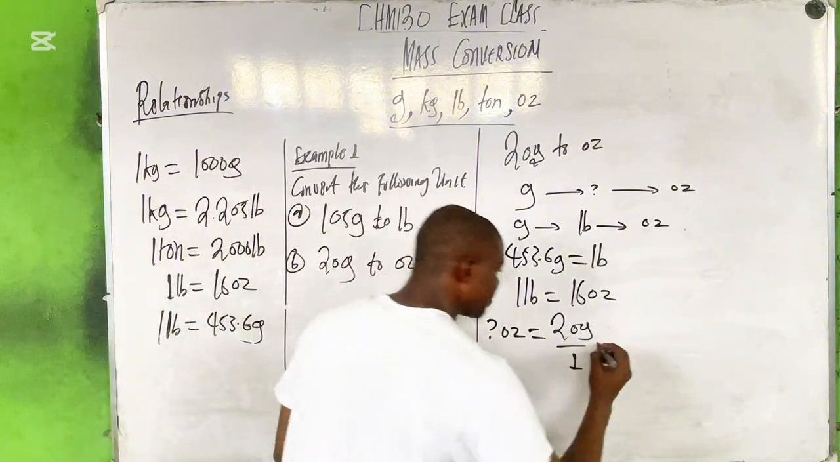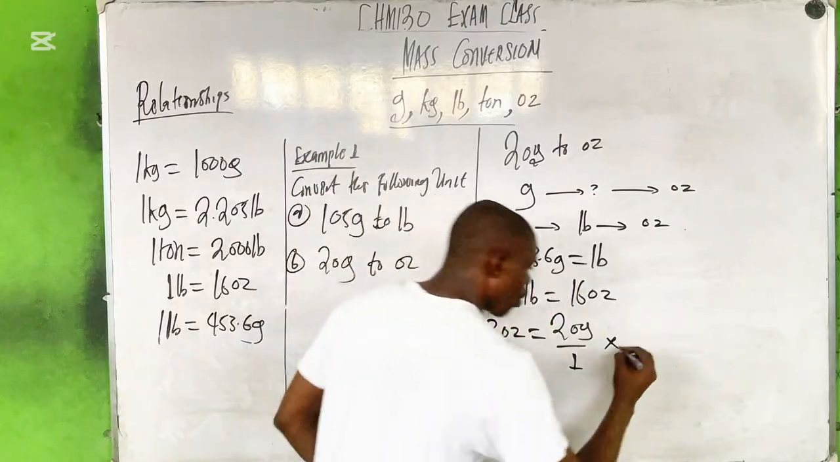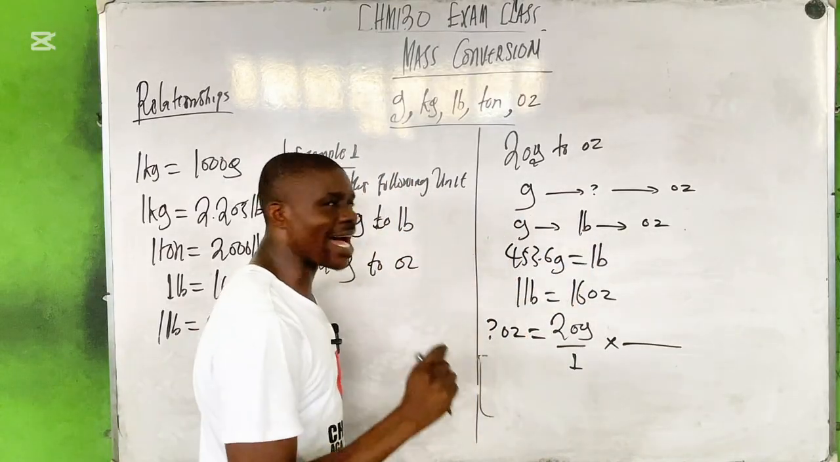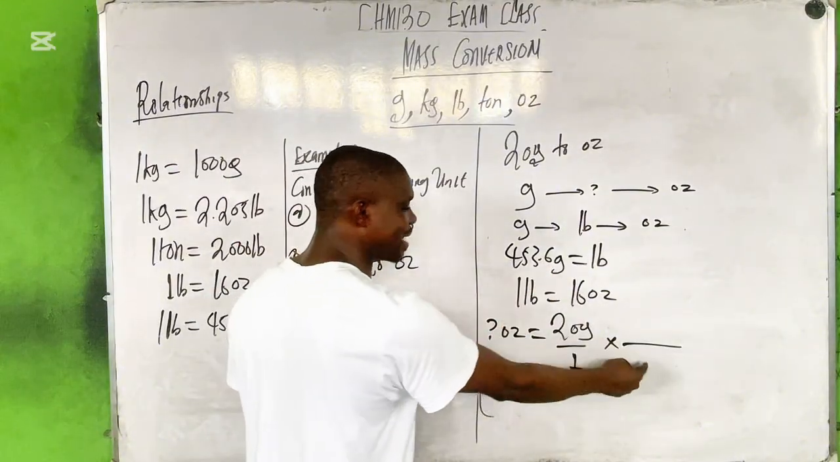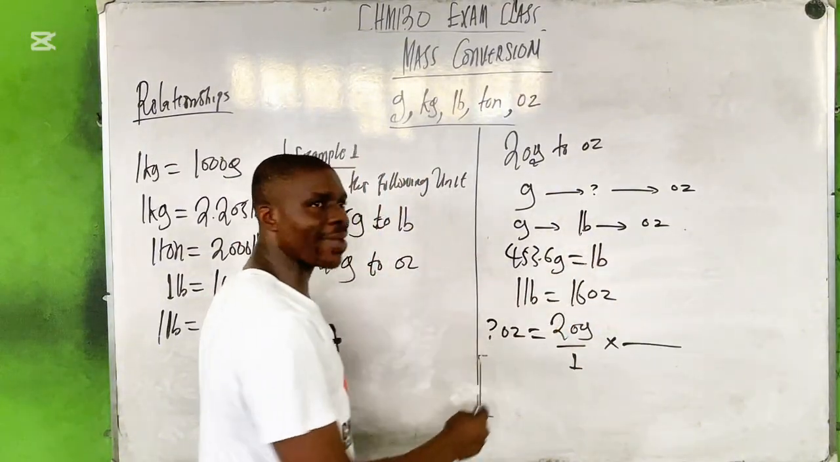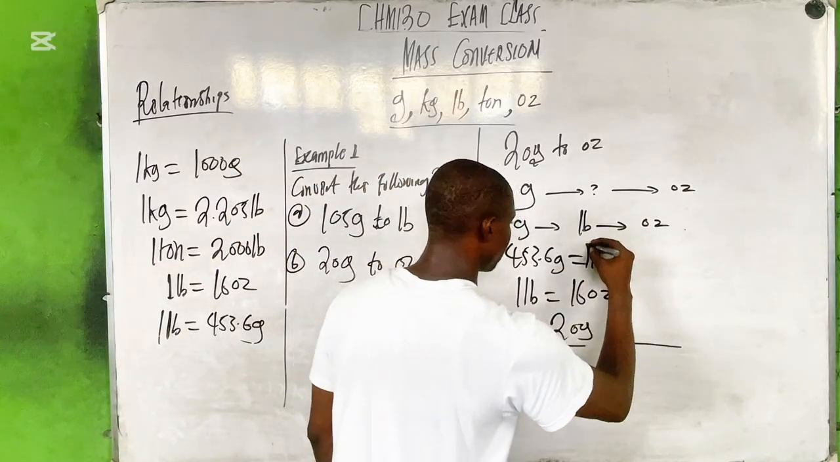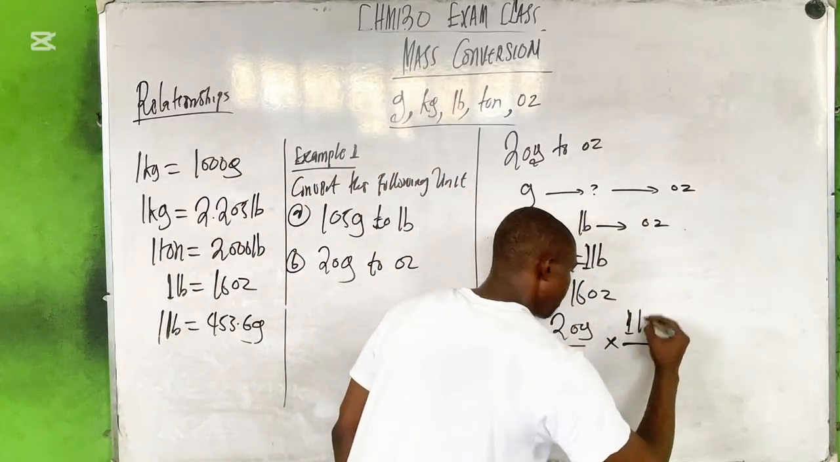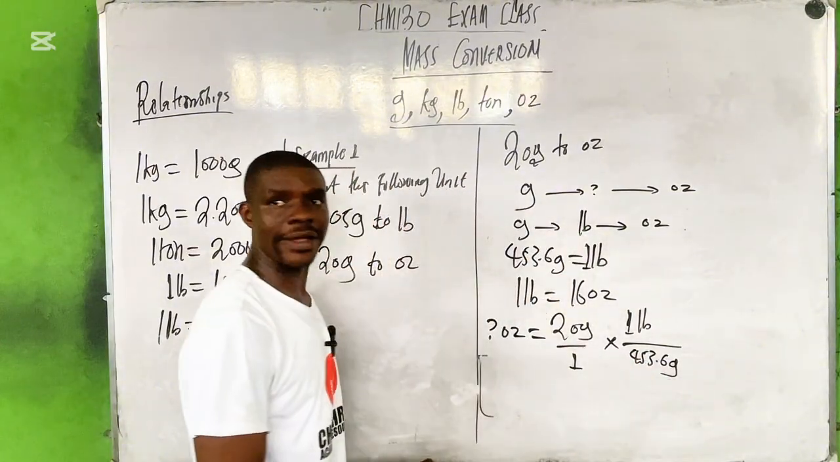So that will be times. The first one is okay. Over. Now, what will be at the down? What will be at the top? 453.6 will be at the down, right? Then 1 pound will be at the top. So we have 1 pound, right? 1 pound over what? 453.6 grams. Is it clear?